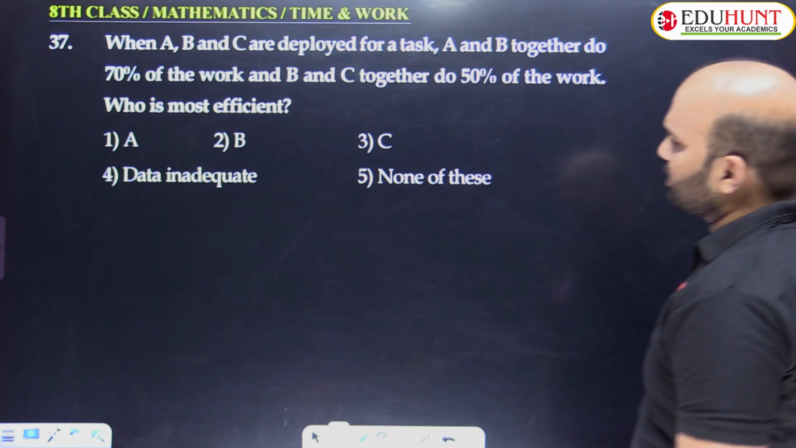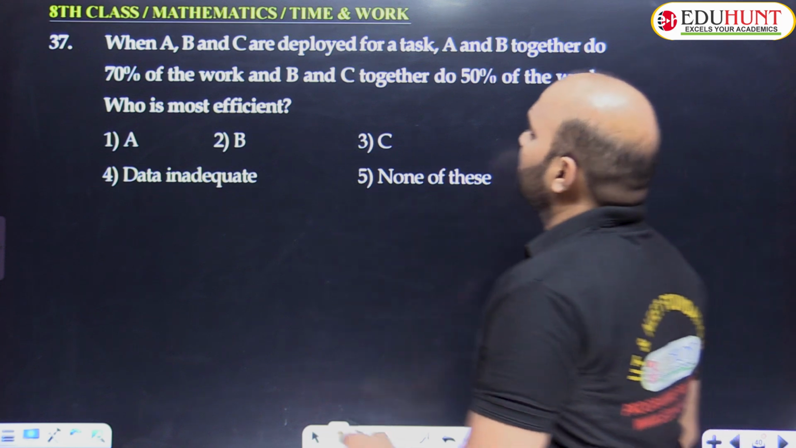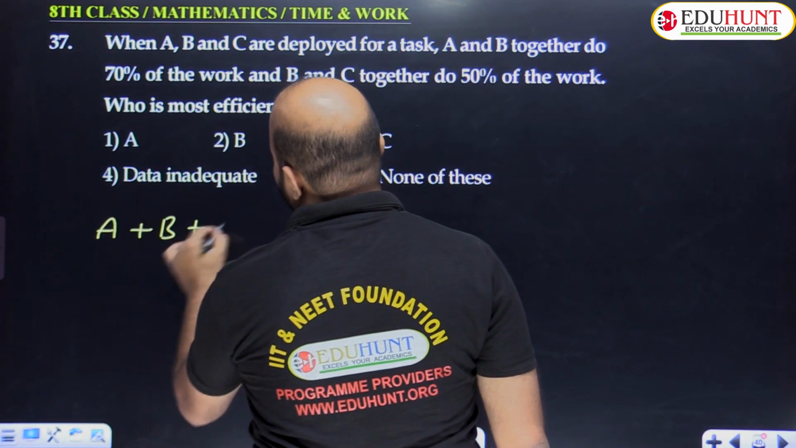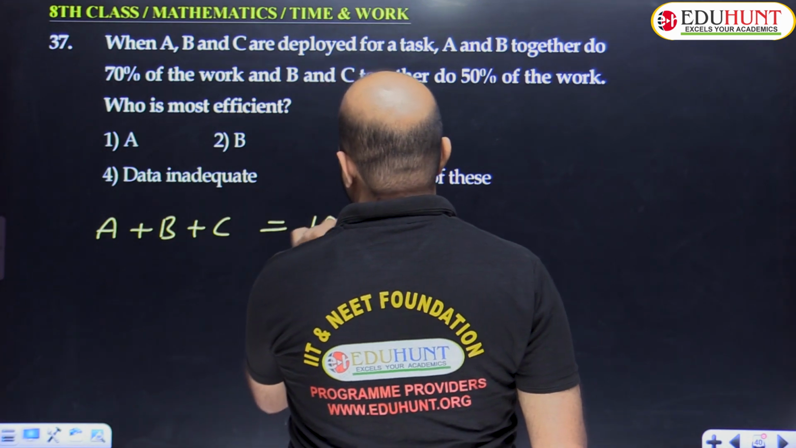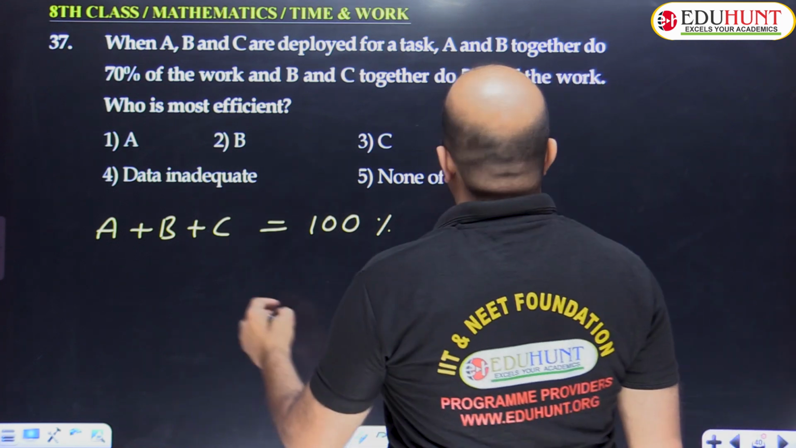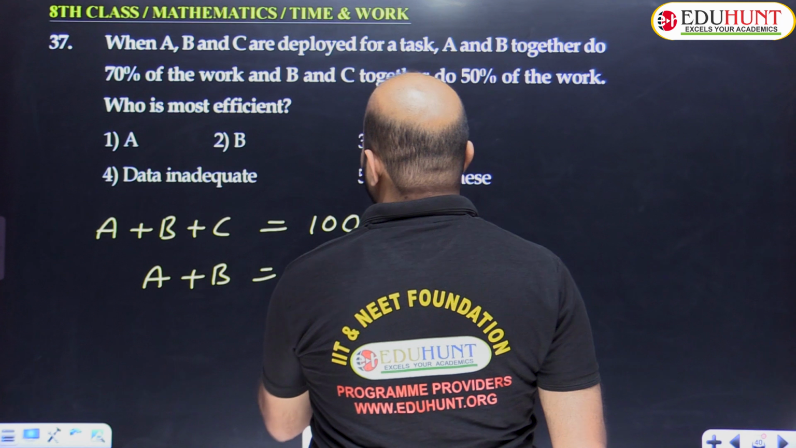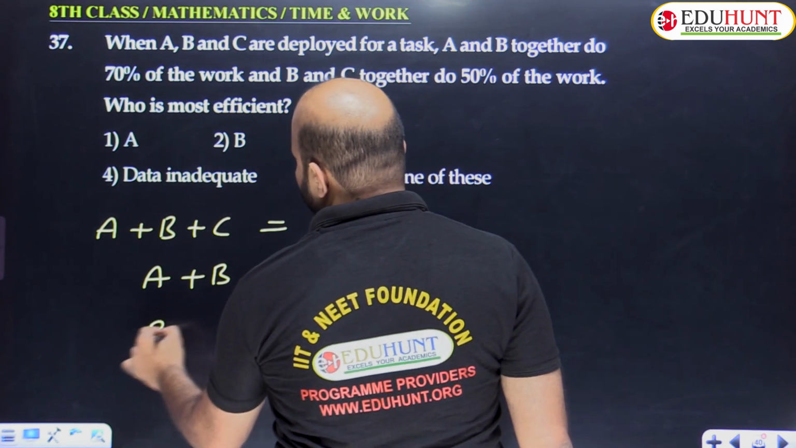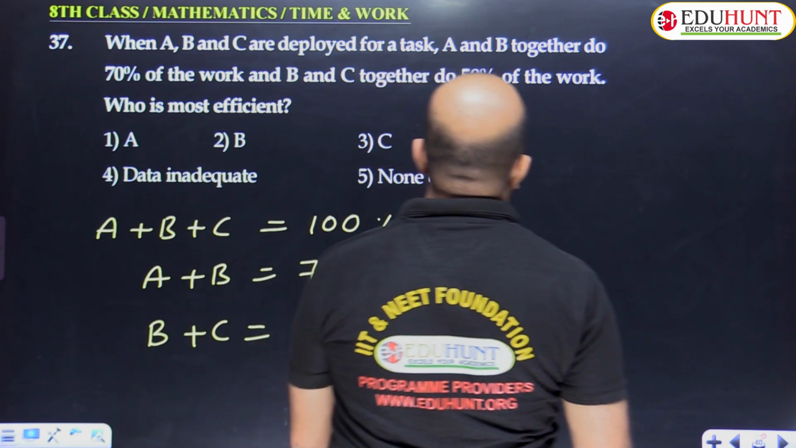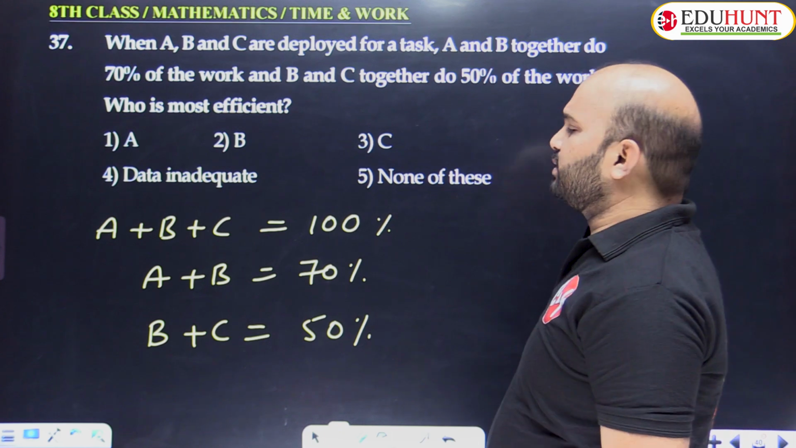In that question, I am asking who is most efficient among A, B, C. Let us consider the total work: A plus B plus C, all three together, can complete 100% of the work. Am I clear? A plus B is given as 70% of the work, and B and C together complete 50%. So first we have to calculate A individually, B individually and C individually.